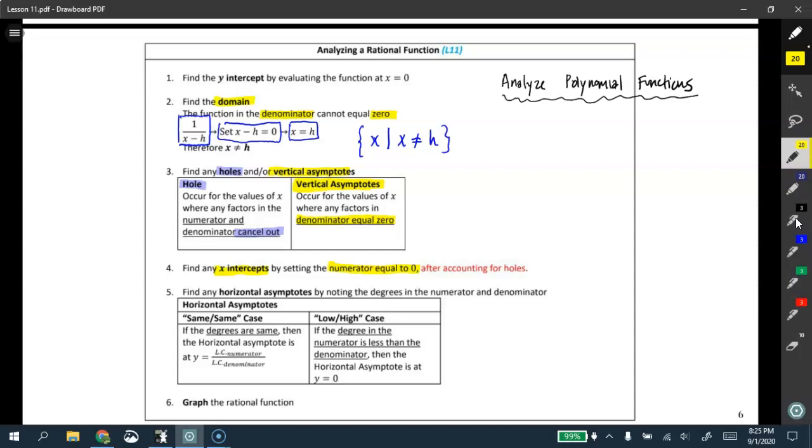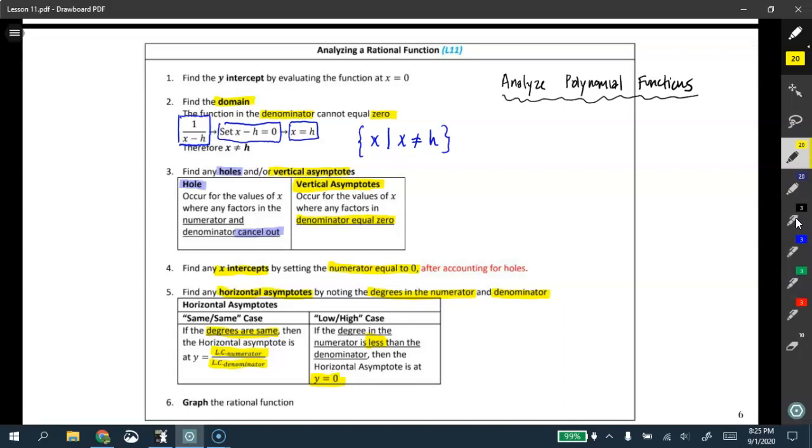In horizontal asymptotes, very similar to vertical asymptotes, but we'll have a discussion about this eventually when we get there. All you need to do is look at the degree in the numerator and the denominator, all right? Something you know how to do. If the degrees are the same, then you run through a certain process where you take the leading coefficient of the numerator and divide it by the leading coefficient of the denominator. Whereas if, on the other hand, the degree in the numerator is less than the degree in the denominator, then you're automatically going to conclude that the horizontal asymptote is at y equals 0.